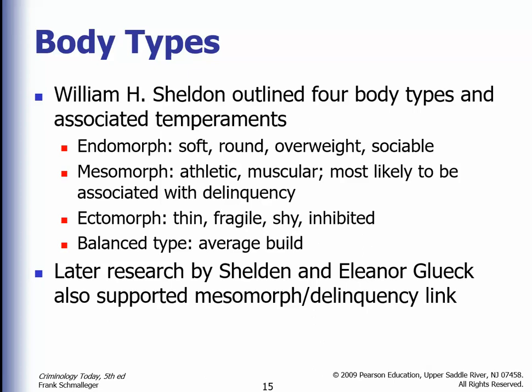Sheldon and Eleanor Glueck, this is a couple. Sheldon's the first name in this case. They looked back at William Sheldon's material, and they supported that there was a link between the mesomorphs and delinquency. And delinquency means they both studied juveniles. Both William Sheldon and Eleanor Glueck studied juveniles.